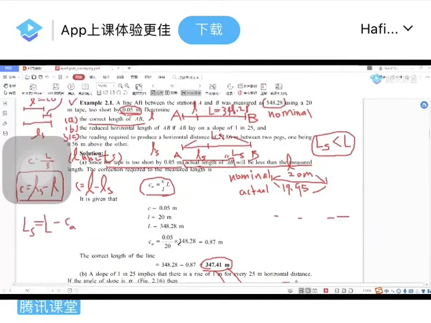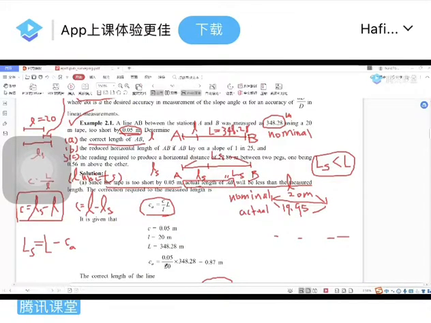Let's continue. So this is your error. Calculate your CA first. Your CA. This is your error: 20 meters over here. You have a discrepancy of 0.05 over here.